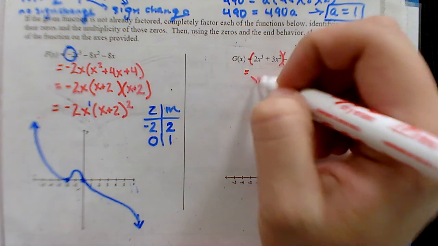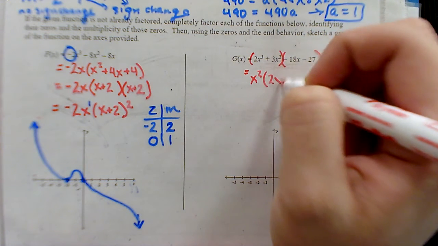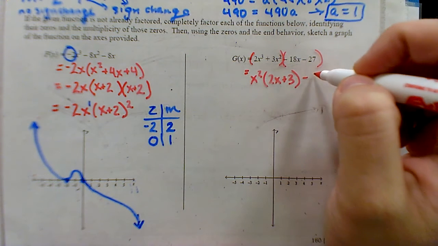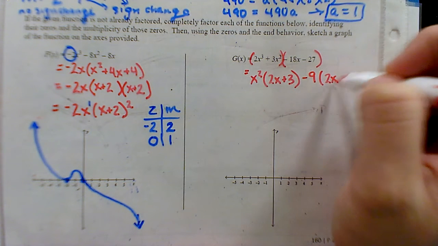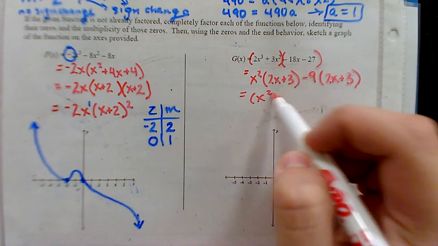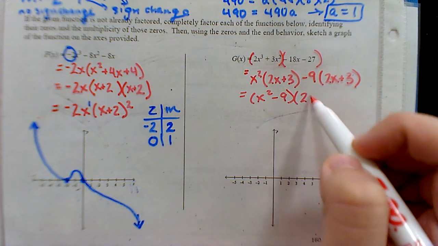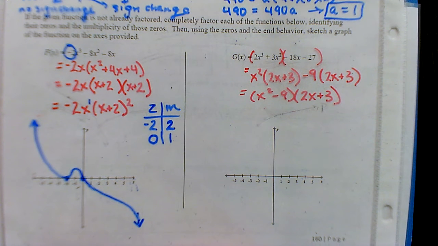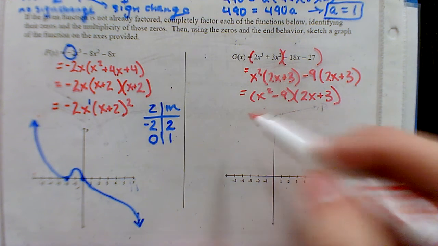X squared. So we're left with the 2x plus 3. And then GCF for the second group, so that we're left with another 2x plus 3. Say it again. -9. Alright, so our 2 factors, we'd have x squared minus 9 and a 2x plus 3. What do you want to do, Marie?